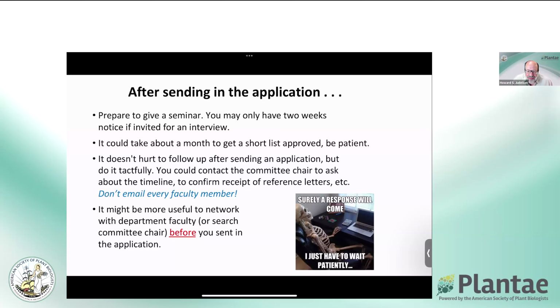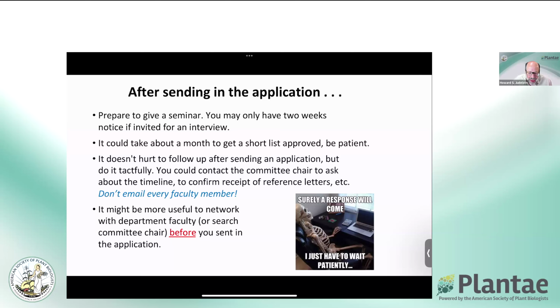The timeline from sending in the application to being contacted is variable. It could take a month or more. Depending on the university, sometimes the department will have to vote on the short list, then the dean will have to approve the short list, then your academic personnel office has to approve the short list. So sometimes this could stretch on for a while, so just be patient.